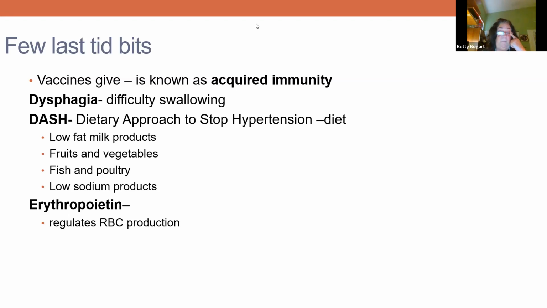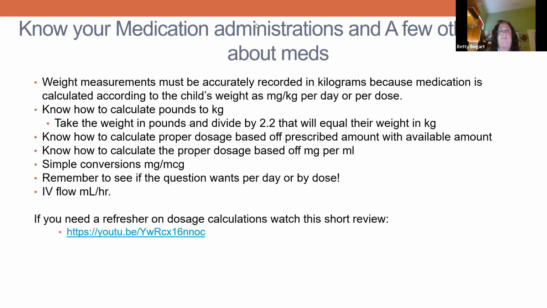Now, we talked about erythrocytes, which are red blood cells, right? Well, sometimes the kidneys produce something called erythropoietin, and that regulates red blood cell production. But we can give an injection of it too when you have a child that has a condition where they're losing blood. So erythropoietin is for red blood cells.